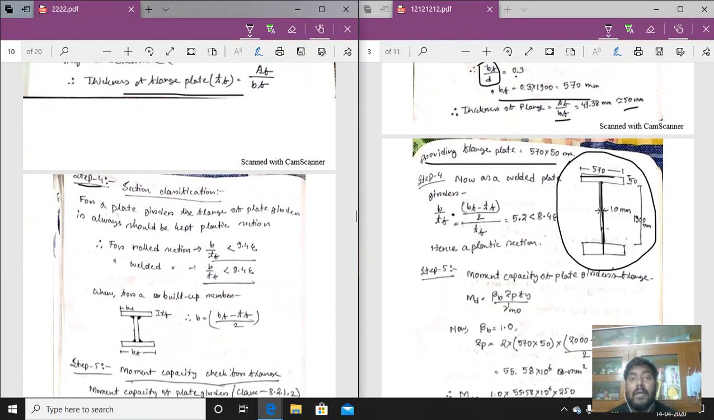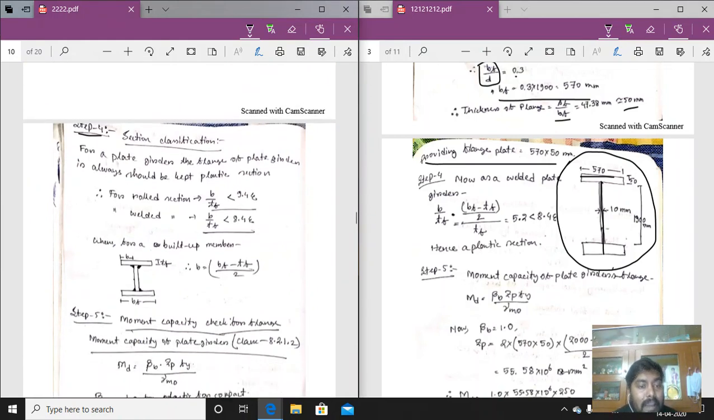We have to classify the flange plate based on that. Section classification is done for b by tf, which should be less than 9.4 epsilon for rolled, and for welded, as it is a welded plate girder, it should be less than 8.4 epsilon. We need to check that. So b by tf, what is the meaning of b? b means from here to here.